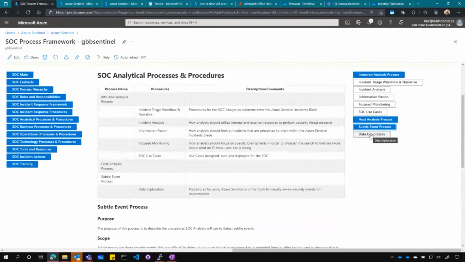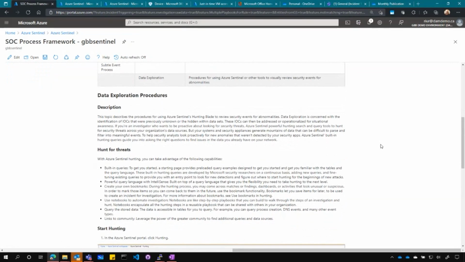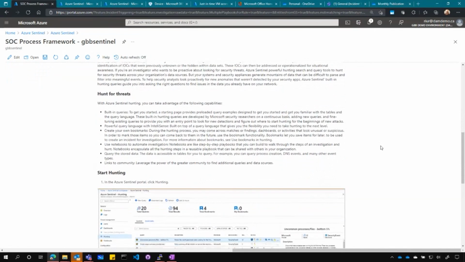So now we're going to get into the lower level, and that's the data exploration. Inside the data exploration procedure, really we're hunting for threats here. We're taking advantage of built-in queries. We're taking advantage of the Kusto query language and its IntelliSense built on top of KQL that gives you flexibility to look at hunting, take it to the next level. You can come in and you can see what hunting is going to give you.